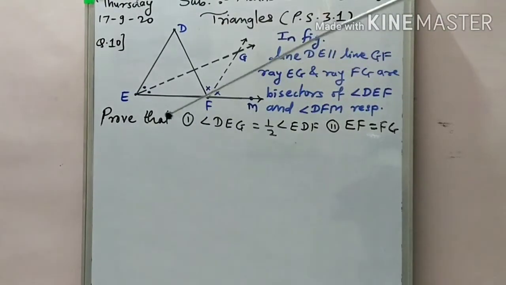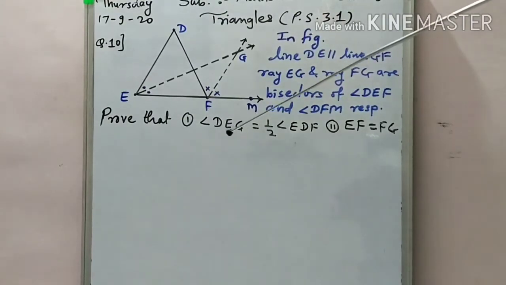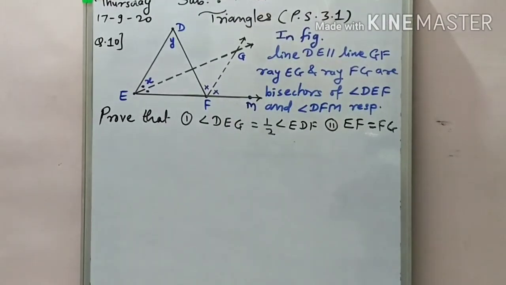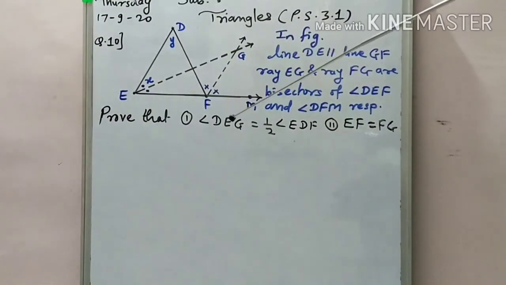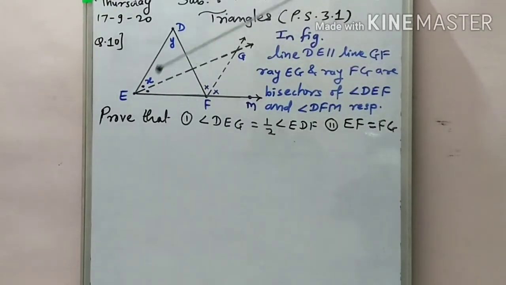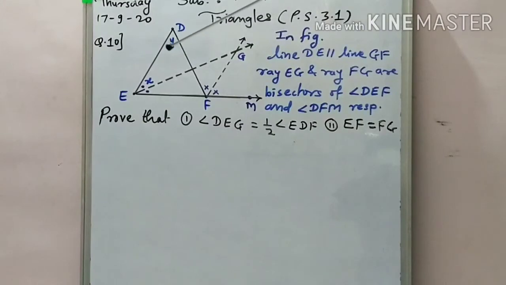Okay, so in this figure, where are angle DEG and angle EDF? We notice here, as I use letters x and y to denote those angles. Angle DEG, here is angle DEG, which is denoted by x, equals what? Half of angle EDF, as denoted by y, meaning we have to prove that x is equal to half of y.